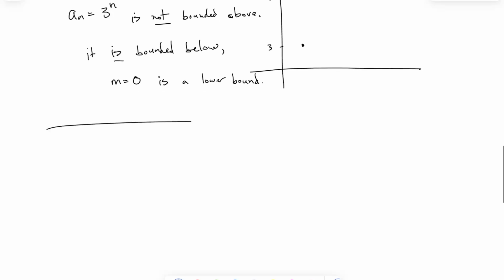Here's a fun one. How about a_n equals sine of n? This is very weird. This is the sine of n. Maybe I'll do that.